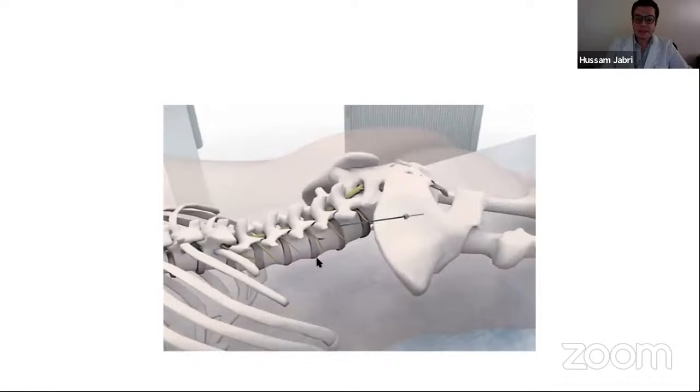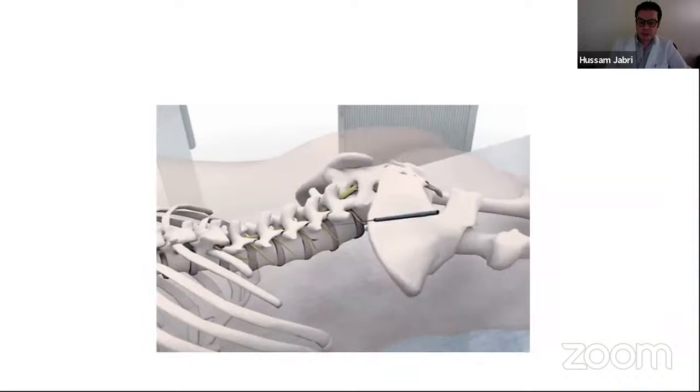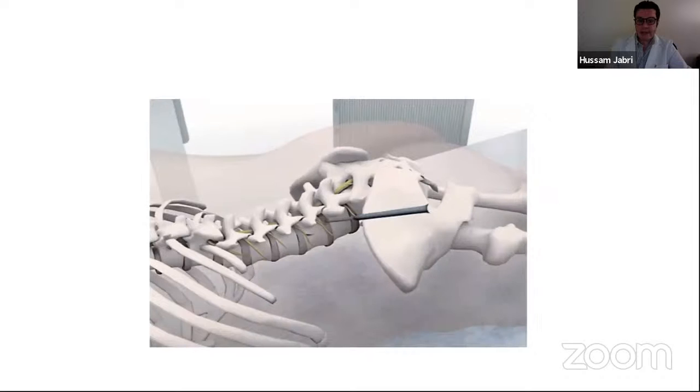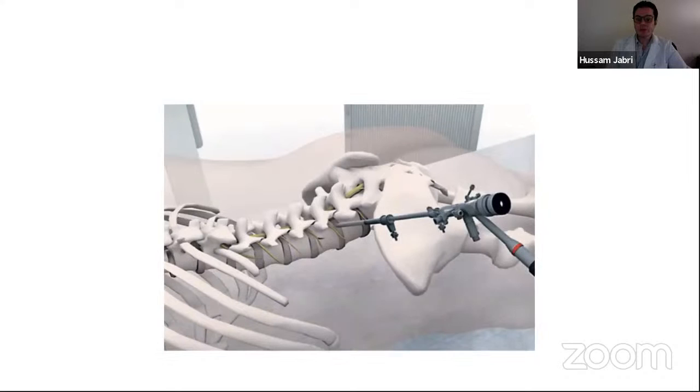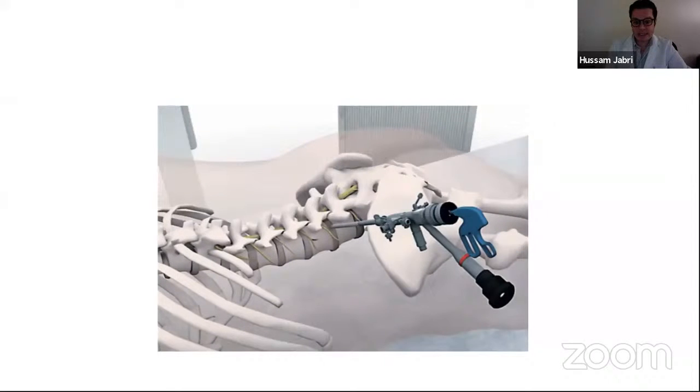So, as we see in this animation, the needle and the stylet are introduced in the safety zone according to measurements on radiological pictures, and according to our application on the patient and the location of the disc. Now the dilators are inserted. Now we put the obturator and then we put the adapter on the working cannula, then the endoscope is introduced, and then various instrumentation is introduced according to our preference.